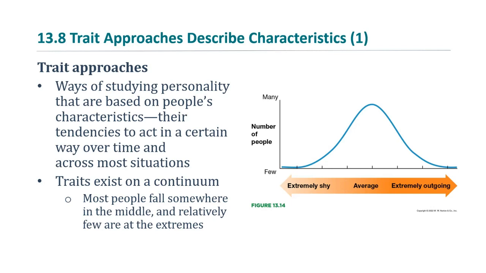So this is typical of any trait we look at. There will be a bunch of people that are kind of in the middle of that trait, and then there'll be a small number of people that are extreme on one end or the other, as in this example. Some people are extremely shy, some people are extremely outgoing.